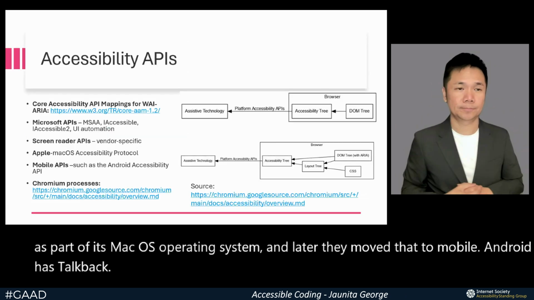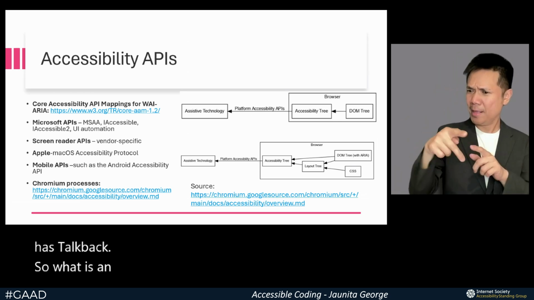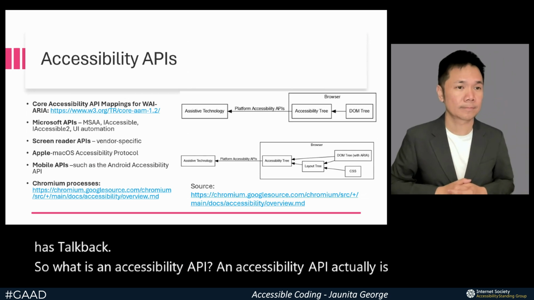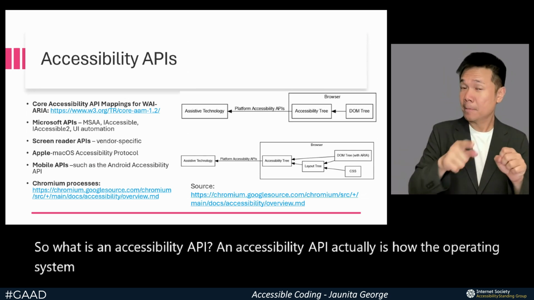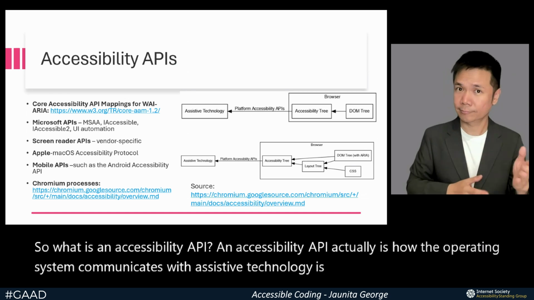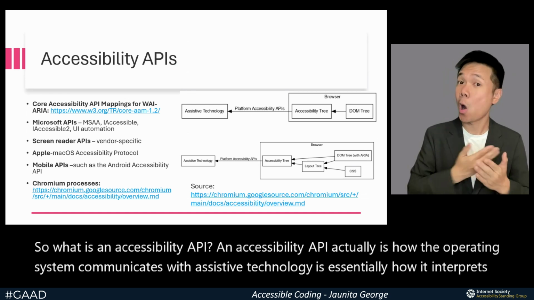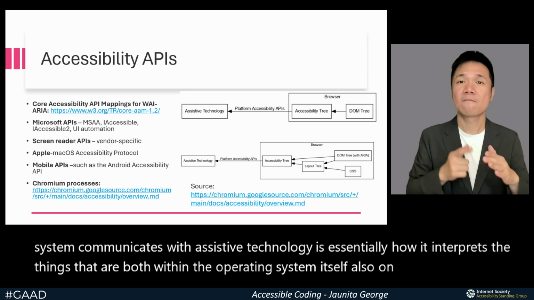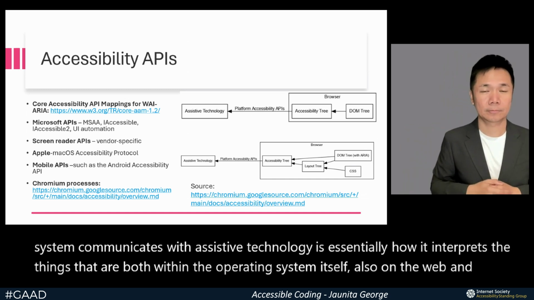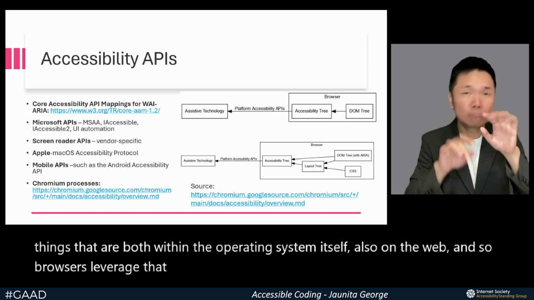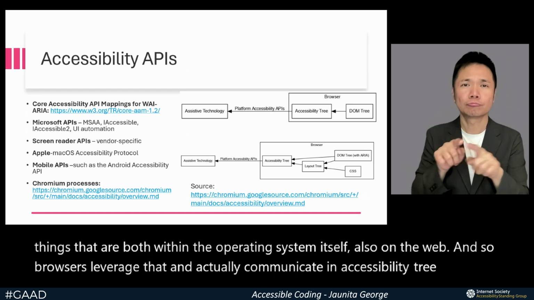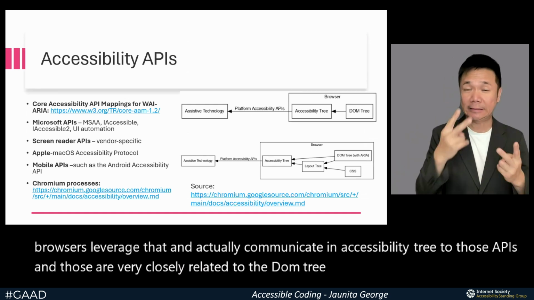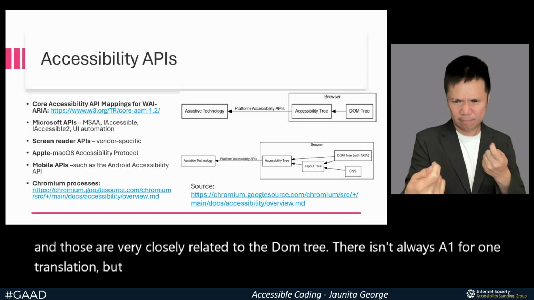So what is an accessibility API? An accessibility API is how the operating system communicates with assistive technology. It's essentially how it interprets the things that are both within the operating system itself, and also on the web. And so browsers leverage that and communicate an accessibility tree to those APIs. And those are very closely related to the DOM tree. There isn't always a one-for-one translation, but it's very closely related.